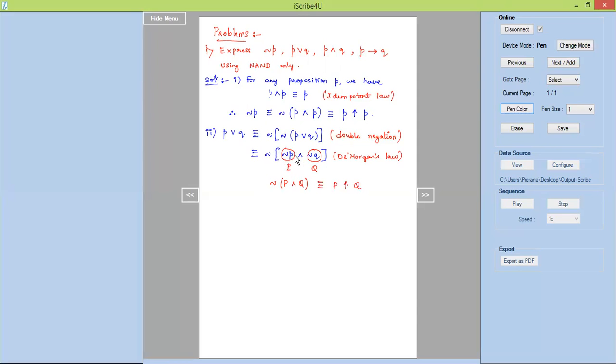Right? Negation P I assume as capital P. Negation Q I assumed as a capital Q. So that this expression is of the form negation of P and Q. So negation of P and Q, from the definition of NAND, is logically equivalent to P NAND Q.